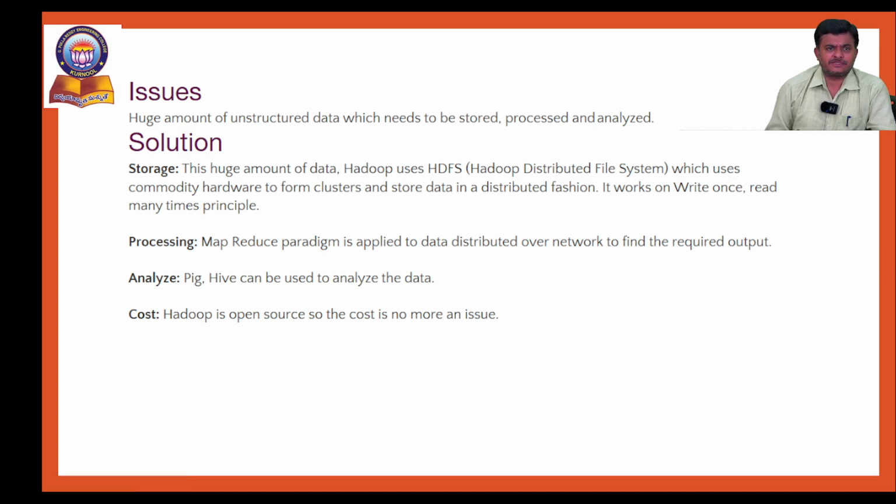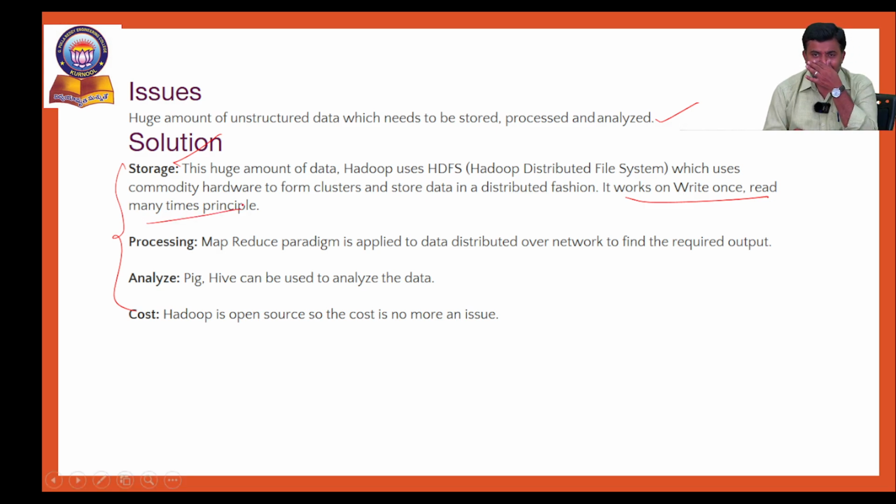So what are the issues? A huge amount of unstructured data needs to be stored, processed, and analyzed. This is a major issue we have with big data. The solution for storage of huge amounts of data is, for example, Hadoop. Hadoop uses HDFS. As I said earlier, HDFS stands for Hadoop Distributed File System, which uses commodity hardware to form clusters and store data in a distributed fashion. It works on the write once and read many times principle, so that once written, data can be read any number of times.